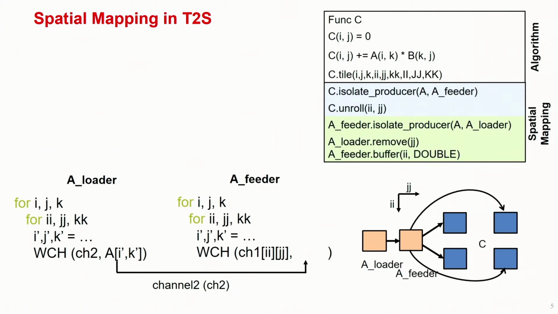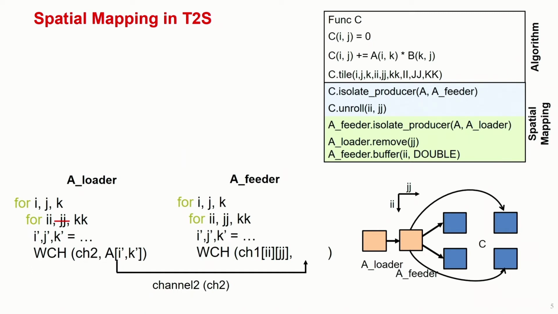Now the user identifies that the loading of matrix A in A loader does not really depend on the loop variable JJ, and hence they can remove the loop JJ from the A loader, and this will reduce the number of DRAM accesses from the main memory and should improve the performance.